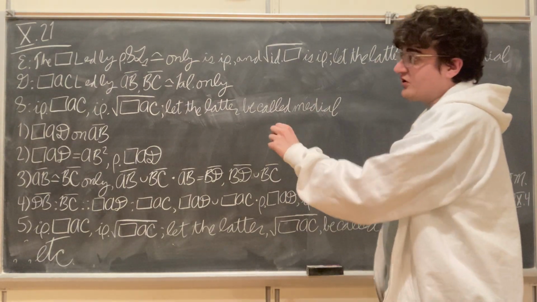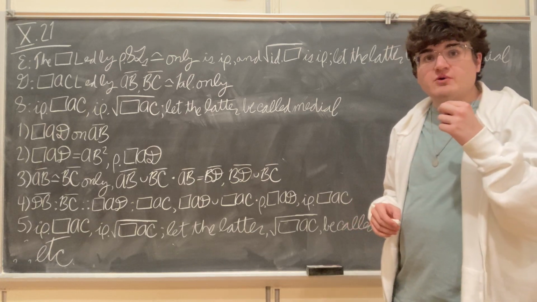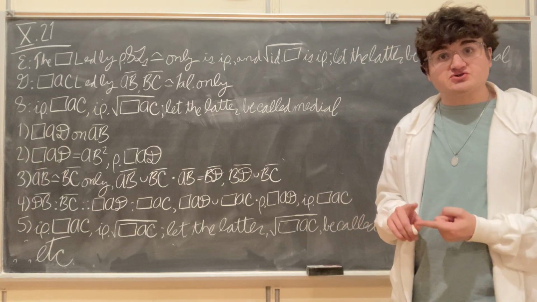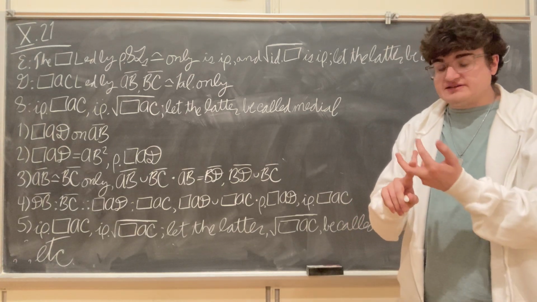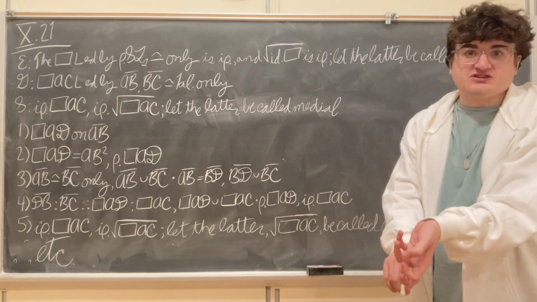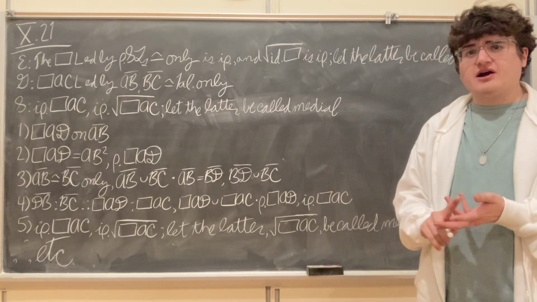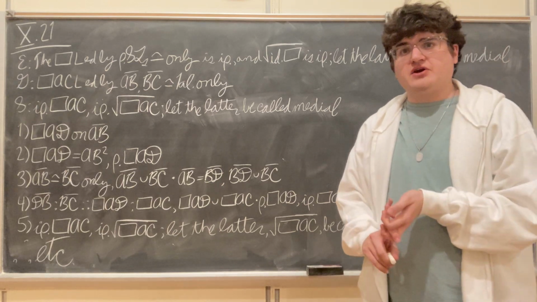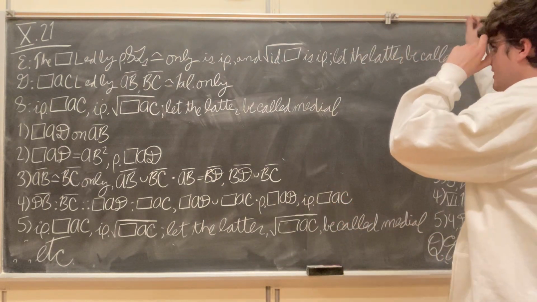This is the first proposition in which we deal with irrational straight lines and discover a category of irrational straight lines. The medial straight lines are the first kind of irrational straight line.